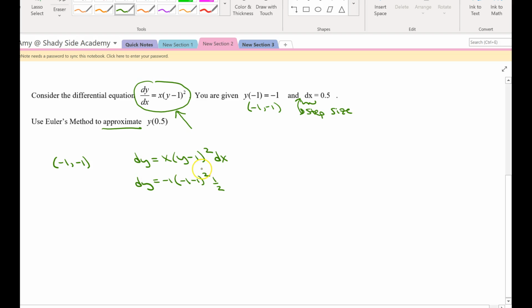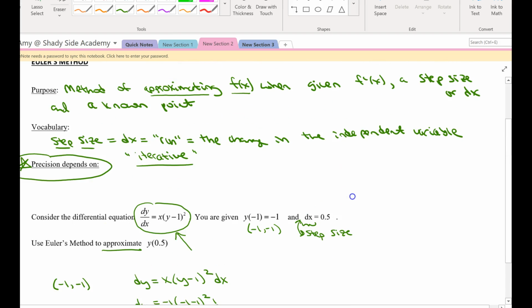So what I'm doing here, everyone, by subbing in a known point and dx, I'm getting a dy. I'm going to ask you what this is in a second. I'm going to clean this up. This becomes -1 times 4 times 1/2, and I get -2.